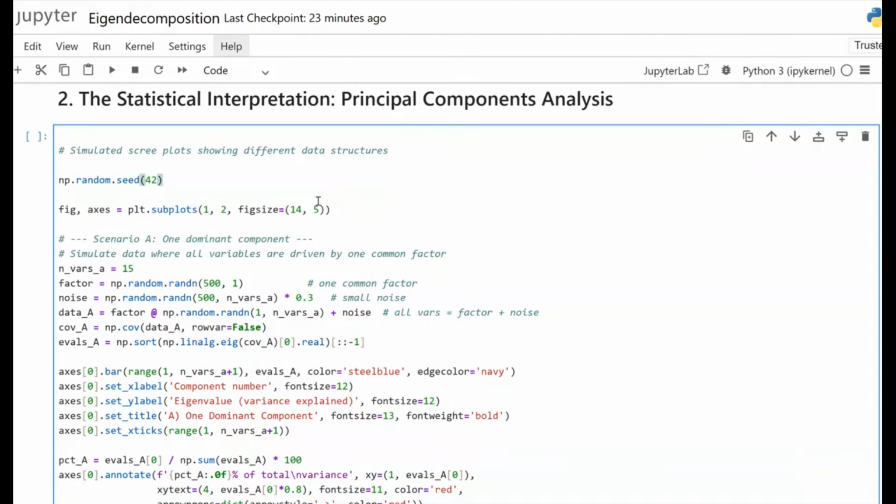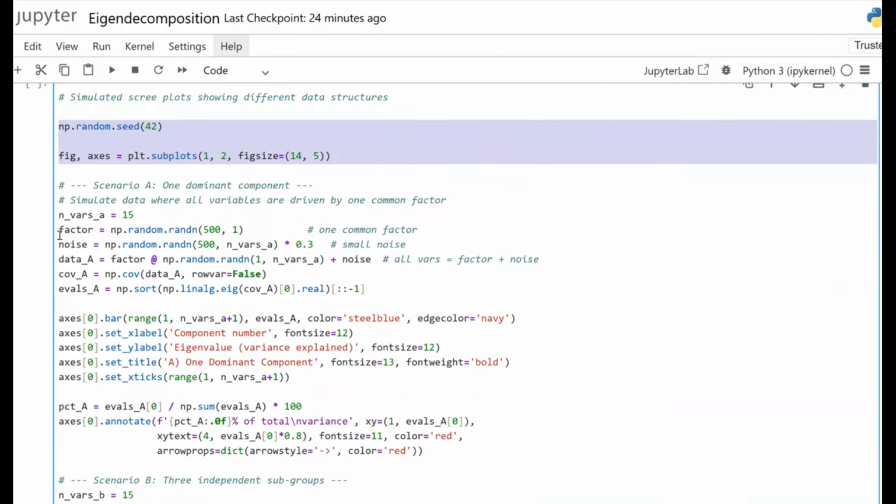So this exact script simulates two different data generation processes and uses scree plots, that is eigenvalue spectra, to reveal their underlying structure via PCA. So here, kindly just observe, dear friends, yes, we fix the random seed for consistent results, and we create two side-by-side plots. That is the left, of course, scenario A, and the right, scenario B.